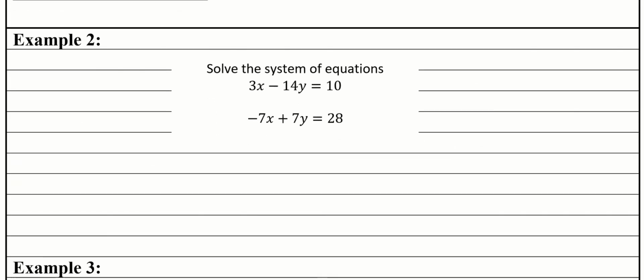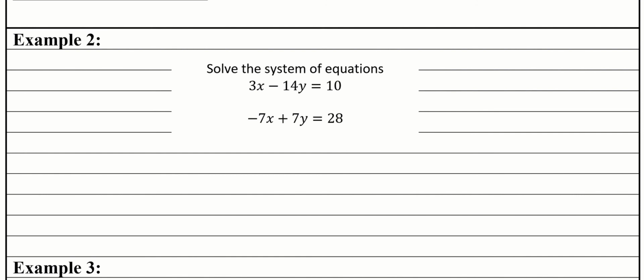So example 2, I want you to take a second and write down this system of equations. Let's say we have 3x minus 14y equals 10, and then negative 7x plus 7y equals 28. If I'm looking at these two equations, our first step is still the same.